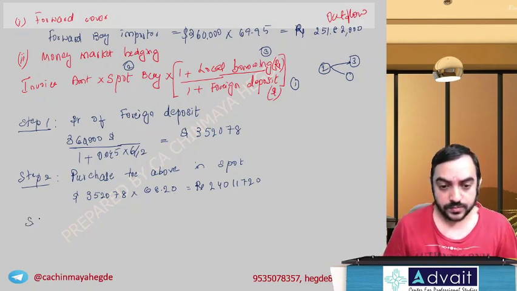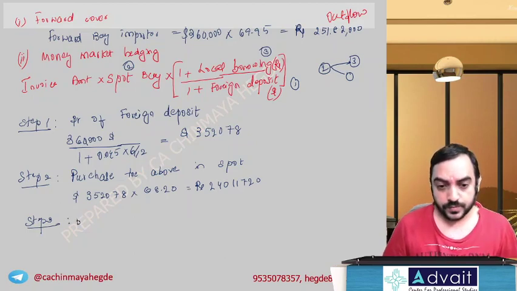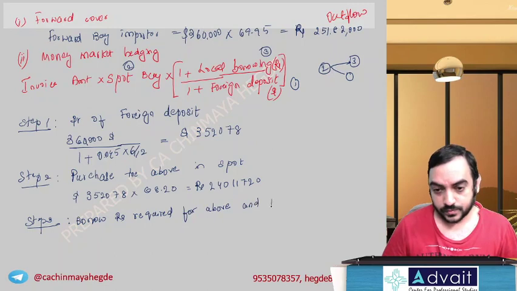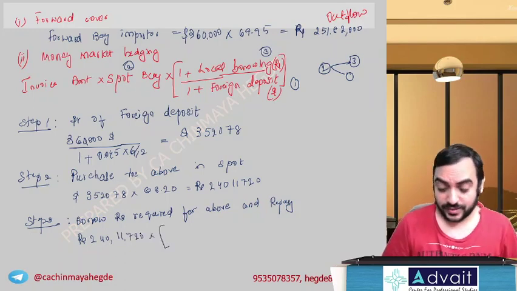Step 3, borrow the amount as above and repay. Borrow rupees required for above for step 2 and repay. So how much do you need to borrow? We just calculated rupees 2 crore 40 lakhs 11,720 multiplied by Indian borrowing rates.